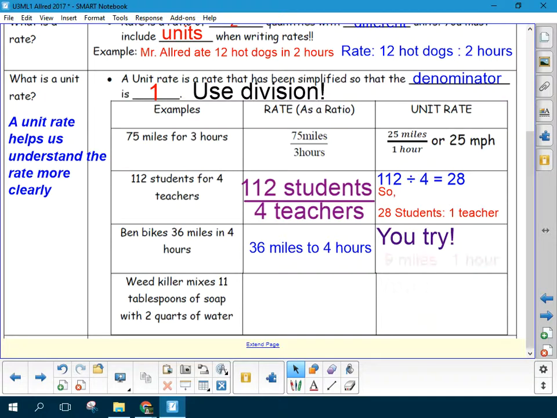Awesome job, especially if you got 9 miles per hour. Our friend Ben was biking at 9 miles per hour there, so he wasn't going quite as fast as I was because I am the goat.